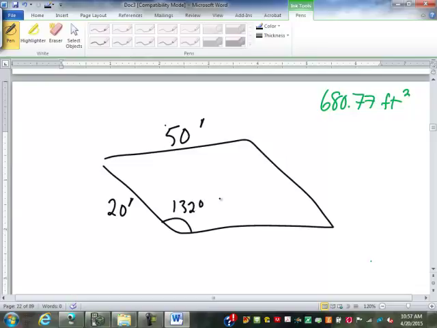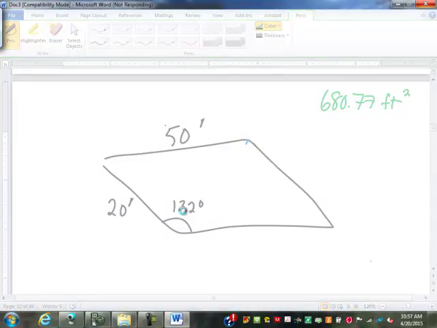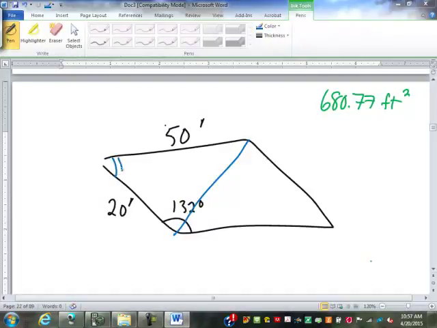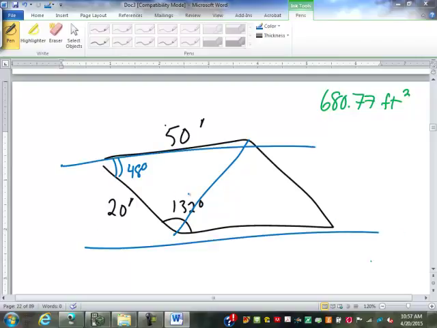So how do you find the area of this one? Nope, don't have to make it a 90. We can find the area of this triangle right here. But we need to know this angle. What's that angle going to be? How do I know it's 48 degrees? Because if that line and that line are parallel, these two have to be supplementary.